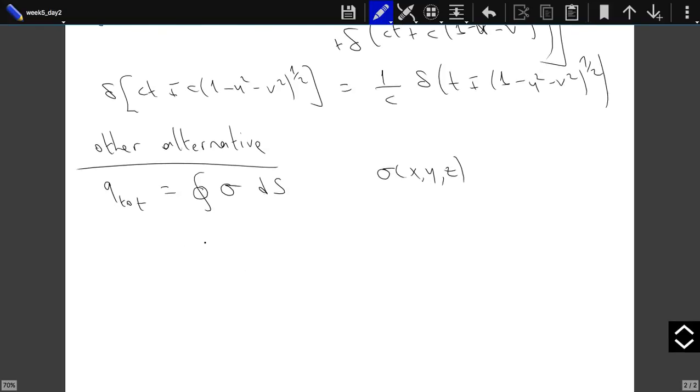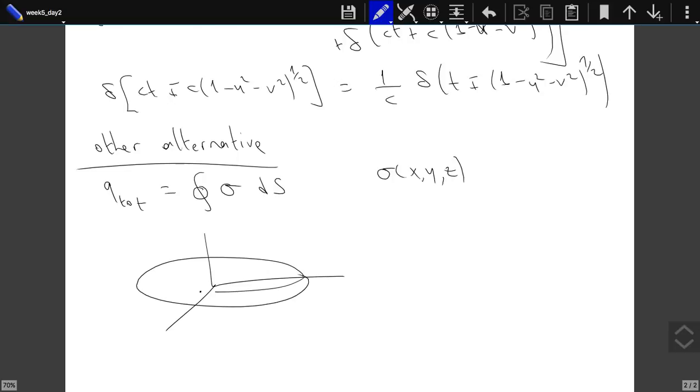Now, how do we define that dS? Let's take our ellipsoid. We take some patch over here.